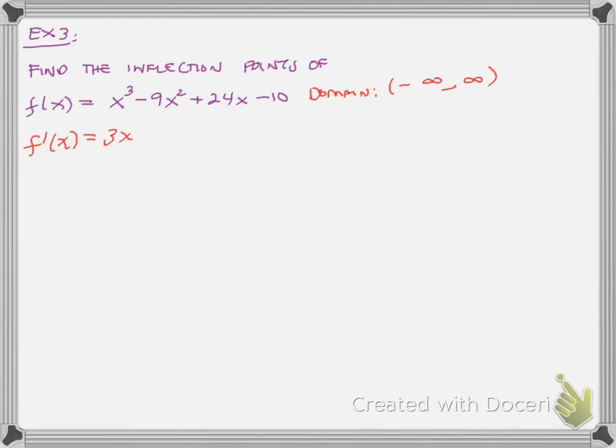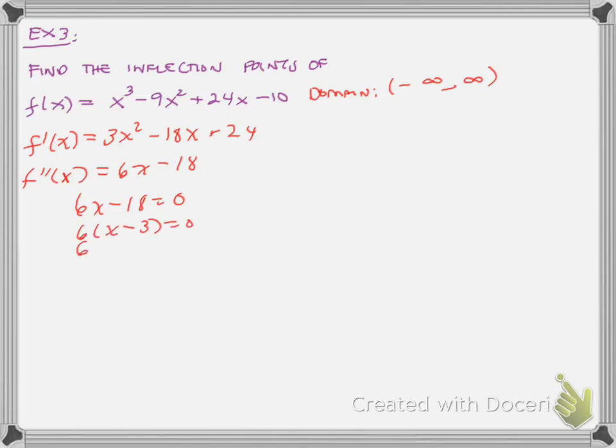The first derivative, you guys got this: 3x squared minus 18x plus 24. The second derivative, 6x minus 18. Find our partition numbers. So set that equal to 0. Factor out a 6. I'm going through this fast because you have this already. You know how to do this. So x is 3. And so that's a partition number.